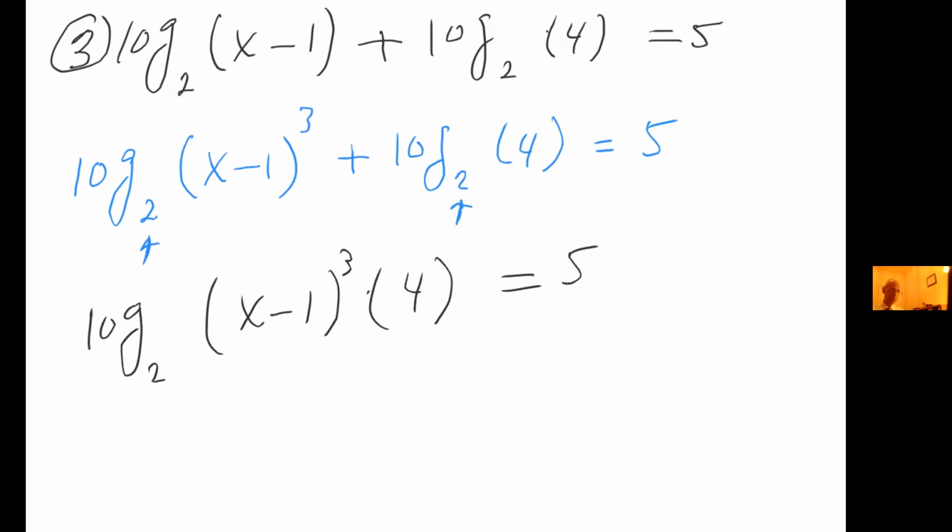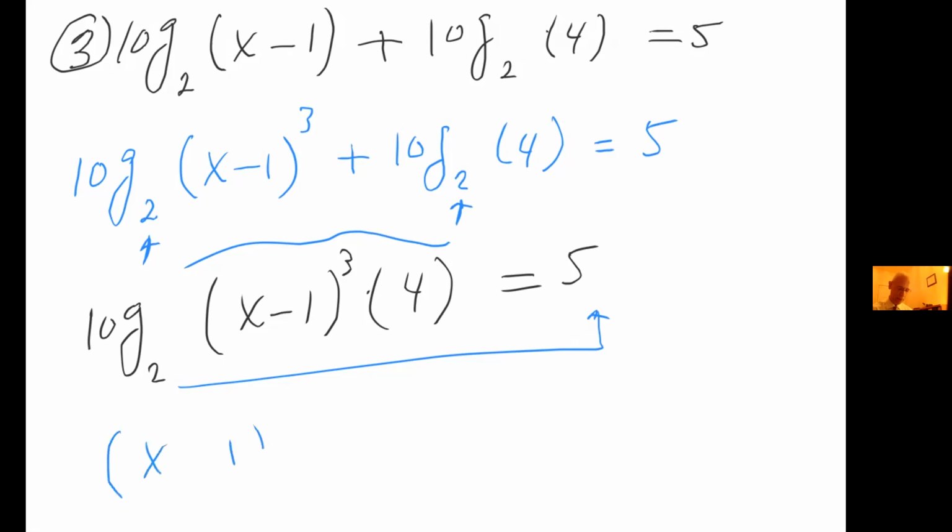Okay, so now I'm going to go ahead and claim that this base to this power should equal the argument of the log. So I'm going to rewrite this as 2 to the power of 5, or rewrite this as (x - 1) cubed. I'm going to go ahead and put the 4 on the left of it. Doesn't matter, equal 2 to the power of 5, which is 32.